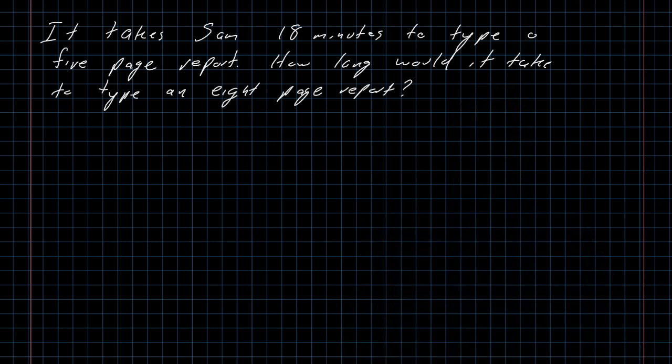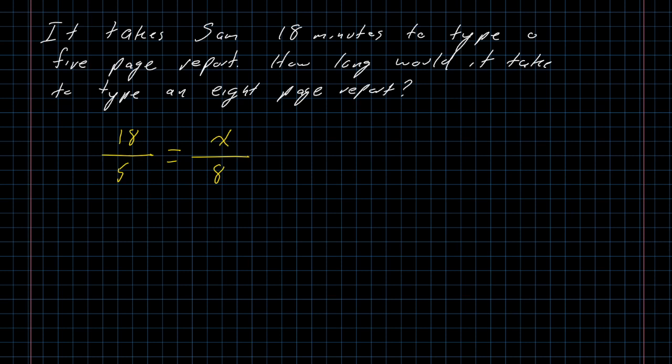Because we are thinking about a consistent rate, we're going to, once again, set this up as a proportion. We're going to think about things that match up. We have 18 minutes and we have 5 pages. That's the report we know things about. We have another report that has an unknown amount of time and 8 pages. So I've set this up with corresponding things being each of the 2 reports.